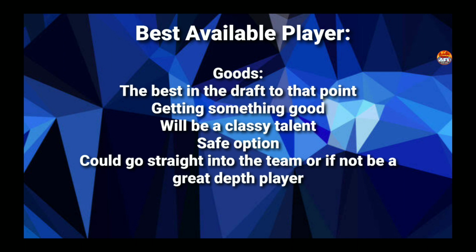Well, that changes things altogether. There's again a couple of options. You can take a key back and take a risk of versatility, but the best available player at the time is going to be a safe option. So pick 25 may be a last pick, and you won't be able to take that player. I would take the best available player there. I would not take the chance with a need that's going to be a fair way down the order. Could go straight into the team or if not be a great depth player.